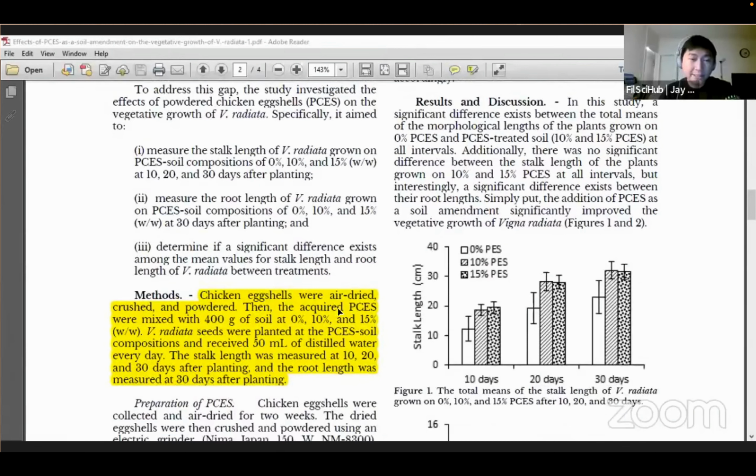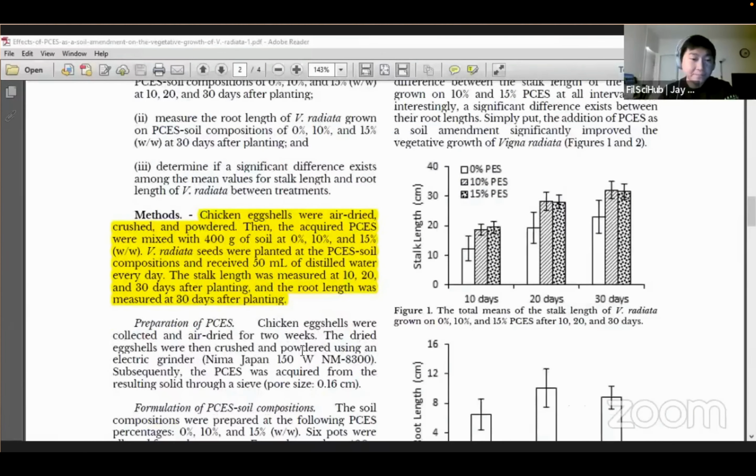So very simple lang din. They treated the soil samples with different concentrations, and then administered the same amount of water to all the subjects. And then after 30 days, chinek po nila yung mga measurements. Doon sila nag-measure. I think they have measured in between days. Yeah, 10 days, 20 days, 30 days.